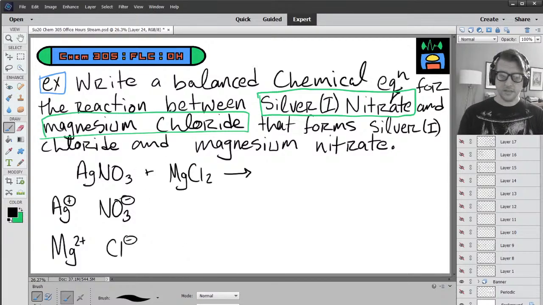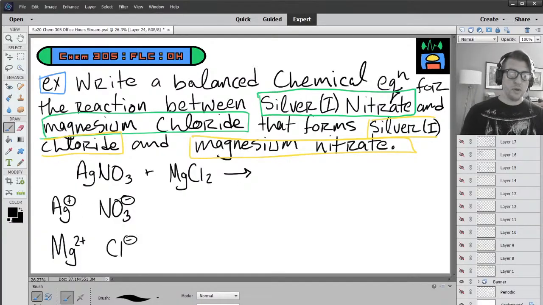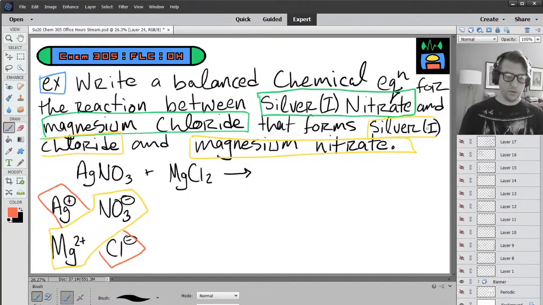Our products are silver chloride and magnesium nitrate. One of the cool things for this particular reaction, it doesn't always work out this way, but we've already figured out what our ions, what our charges are. So we have magnesium nitrate, magnesium paired with nitrate, and silver paired with chloride.